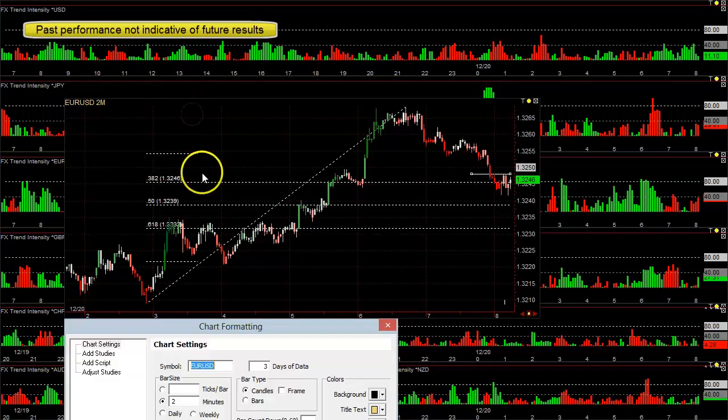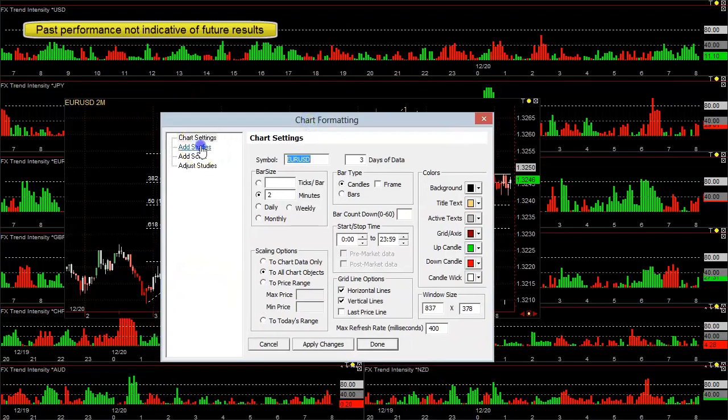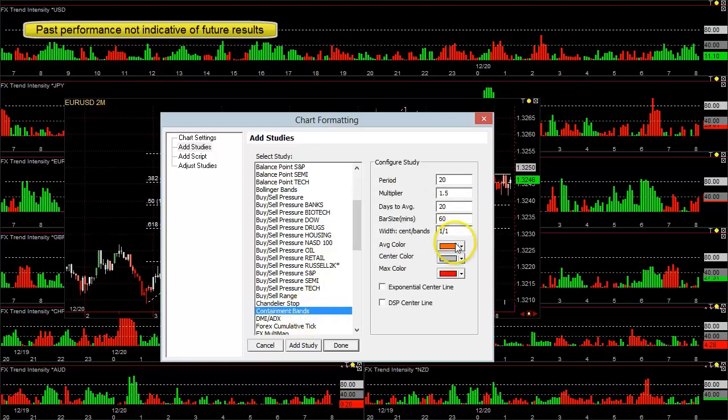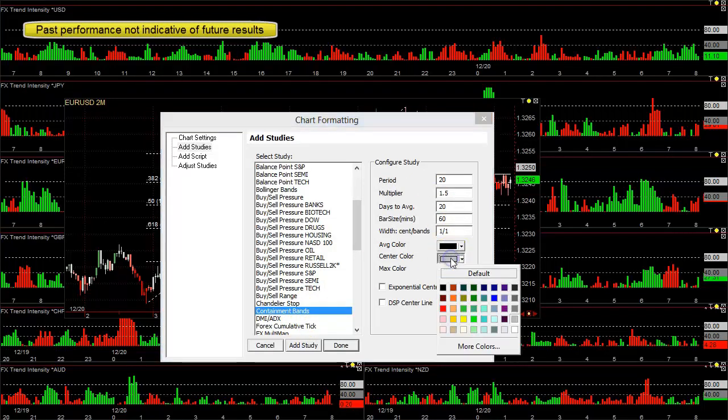Now also keep in mind that this is a basic chart, but we have a lot of tools that really show you where currencies are usually going to reverse. One of them is the containment band.